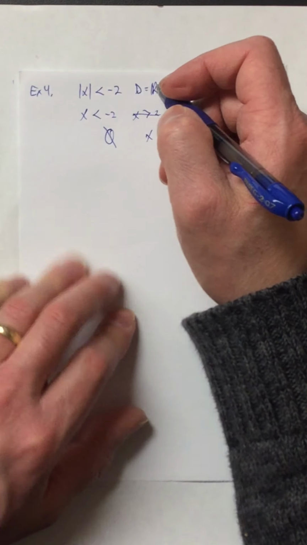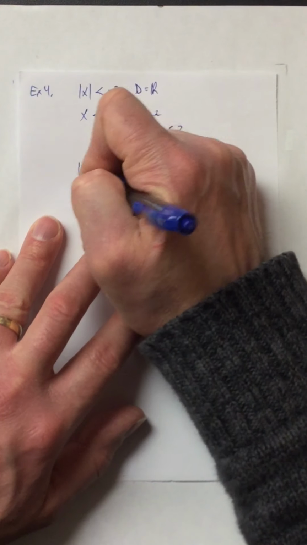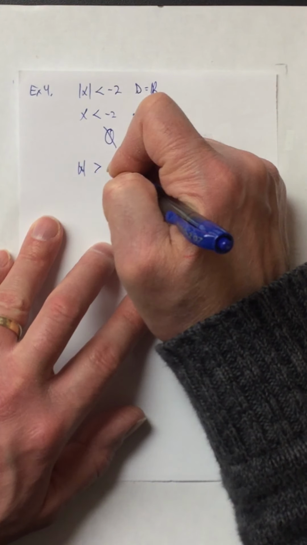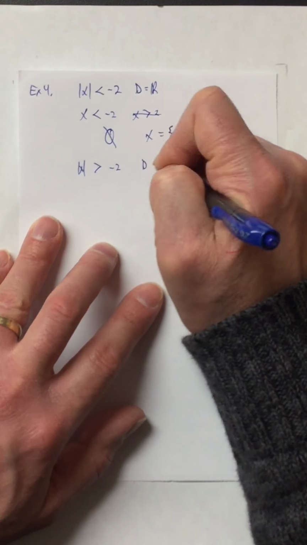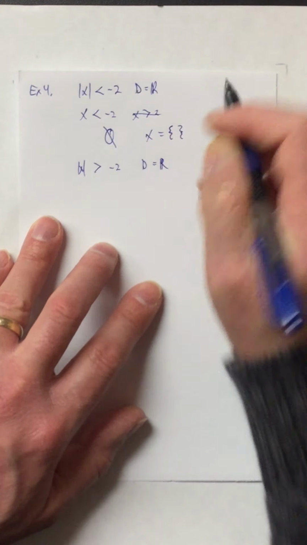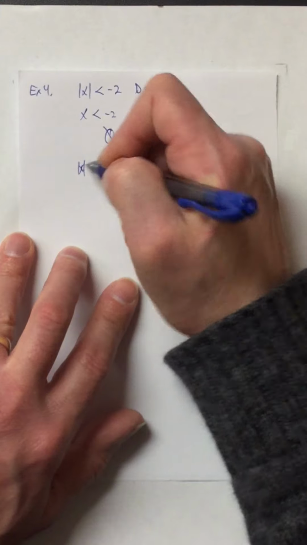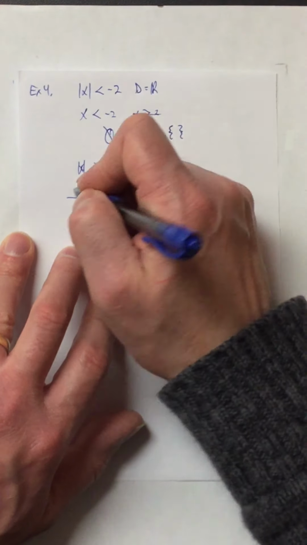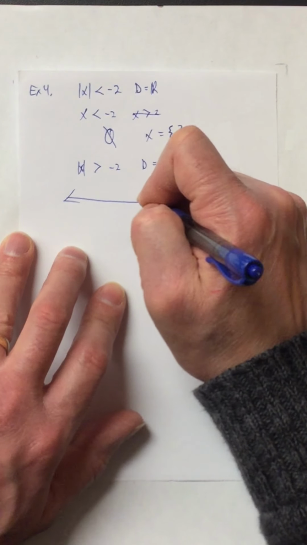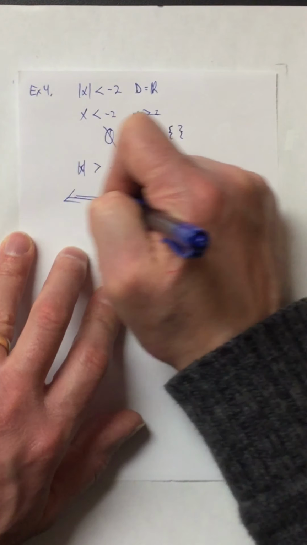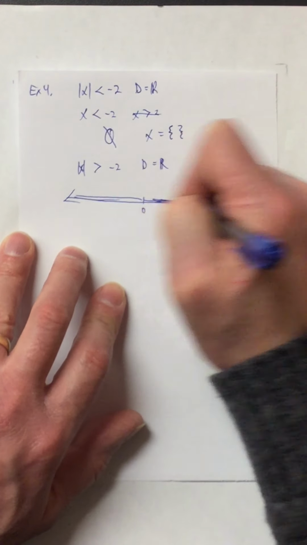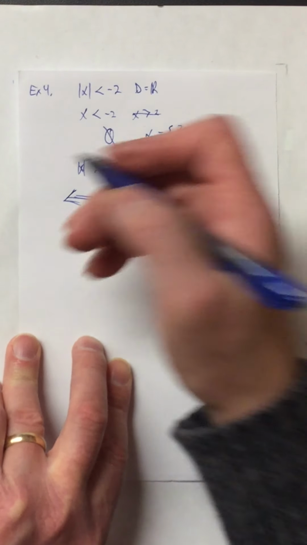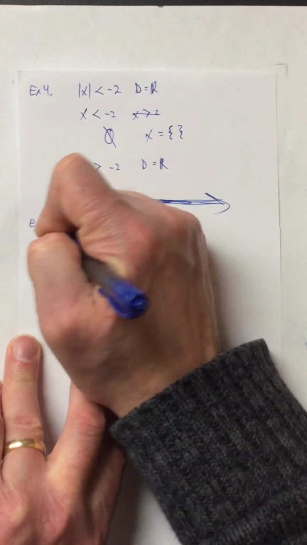All right, also inside of example 4, they give us absolute value of x is greater than negative 2. Domain is all reals once again. So in this case, every positive number is greater than that. So you would just do a solid line there, through 0, showing that it goes infinitely in all directions. All of them are part of it. All right, let's look at example 5.